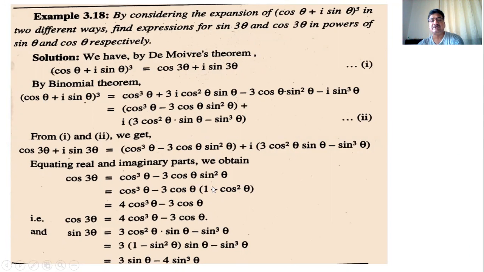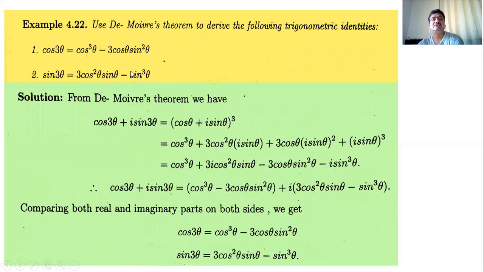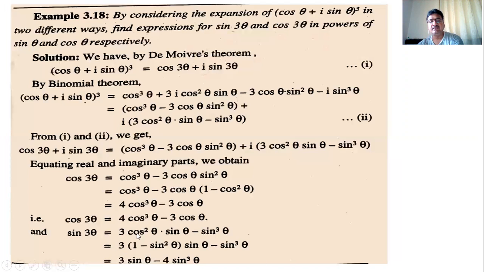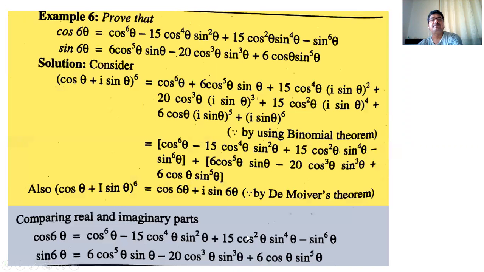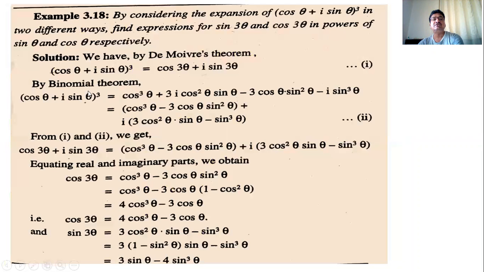No need to write sine square theta as 1 minus cos square theta. So same question, same answer. Okay, so we have to prove sine 3 theta is 3 cos square theta sine theta minus sine cube theta. So the same proof, that is, by considering the expansion in 2 ways, we have this answer. The next problem is cos 6 theta and sine 6 theta, similar to this problem.